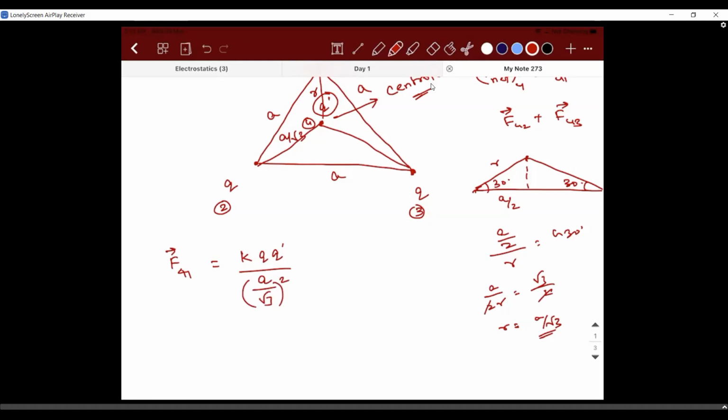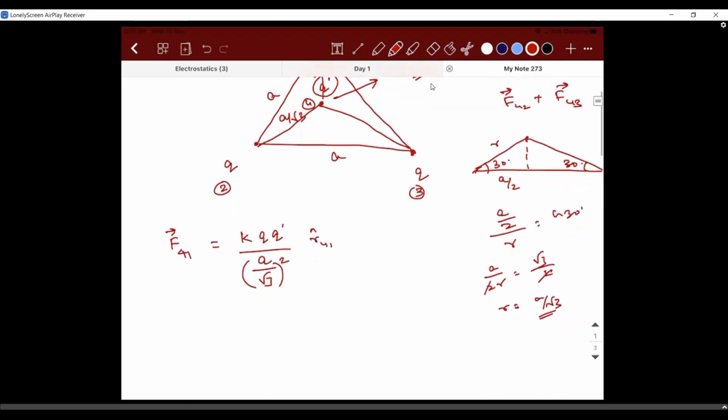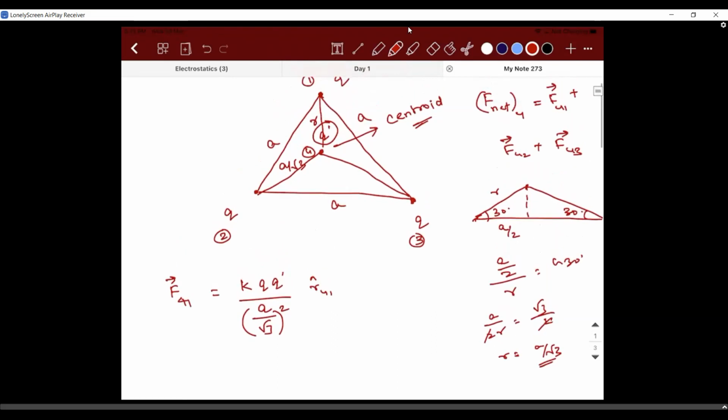Am I clear, guys? The reason I didn't take r is that in the question only a is given. Then it is going to be r41 cap. Correct. Is there any doubt? Everyone is clear? Those who are online, any doubt? Clear? Yes, sir. Clear. Perfect.